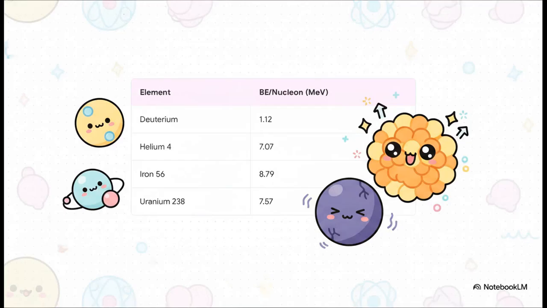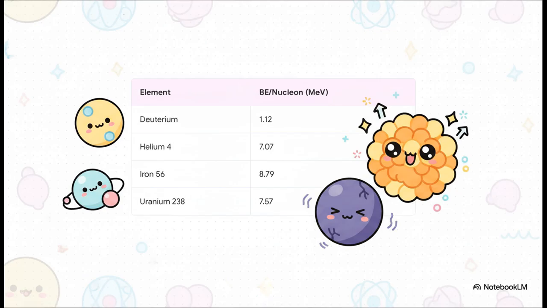And if you like numbers, this data table literally proves the math behind that curve we just saw. Just look over at the right column, the binding energy per nucleon. A really light element, like deuterium, has a low value of about 1.12 MeV. Then look at heavy uranium, way down at 7.57 MeV. But check out iron 56, sitting beautifully right in the middle at 8.79 MeV.